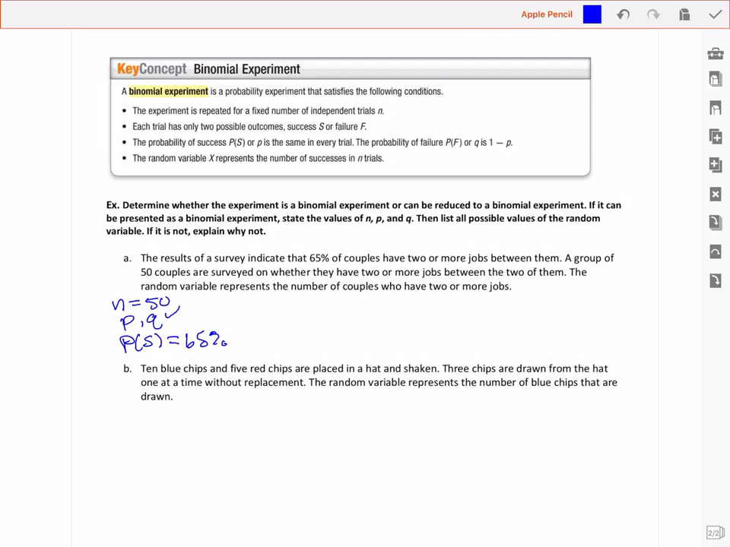And the X, they say, represents the number of people who have two or more jobs. So yes, that one is binomial, because it met those conditions. Now, it does say list all possible values of the random variable. Well, X just says you could have one couple that has two or more jobs. We could have two, we could have 3, 4, all the way to all 50 of them.